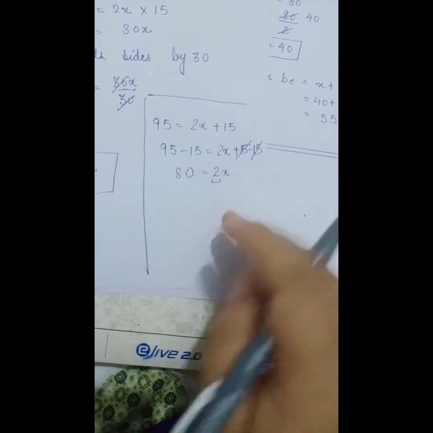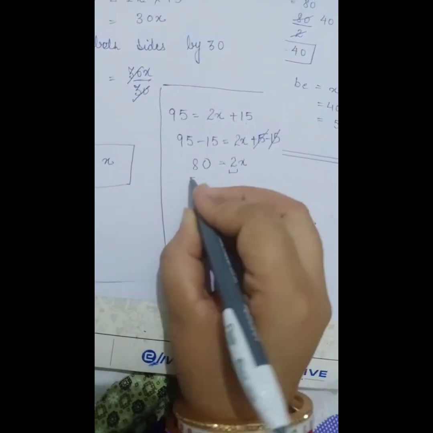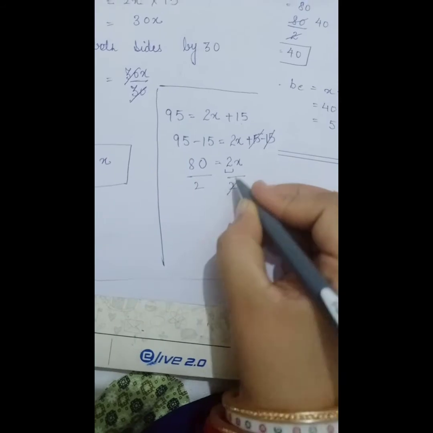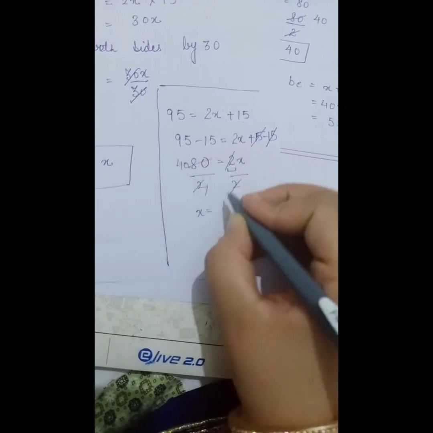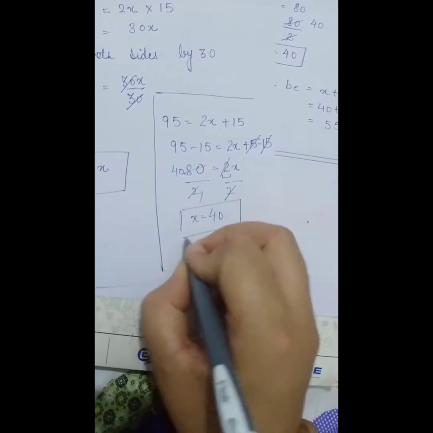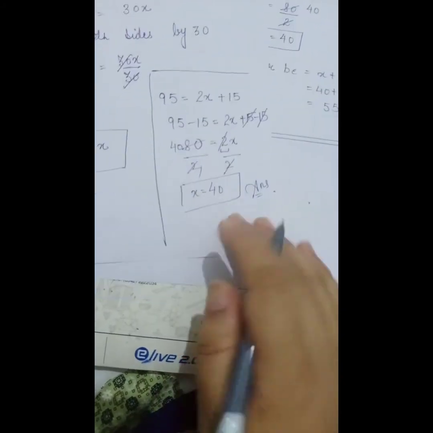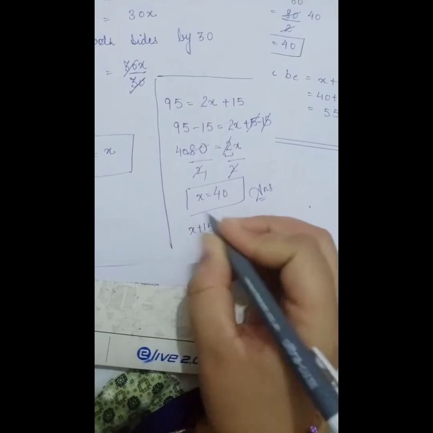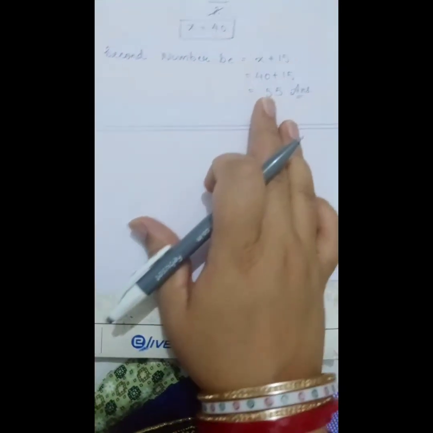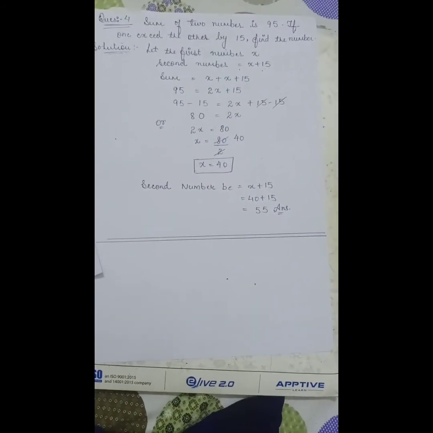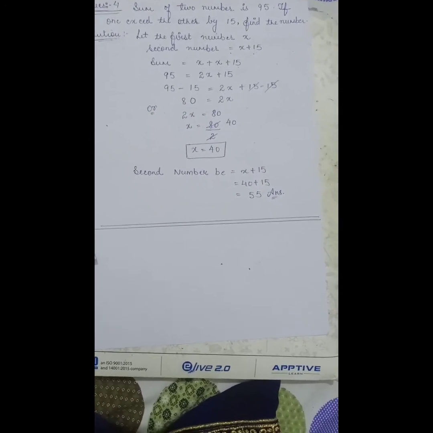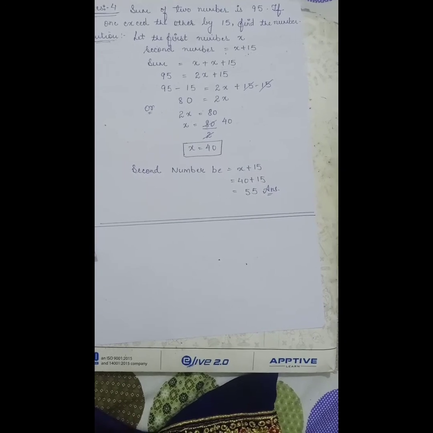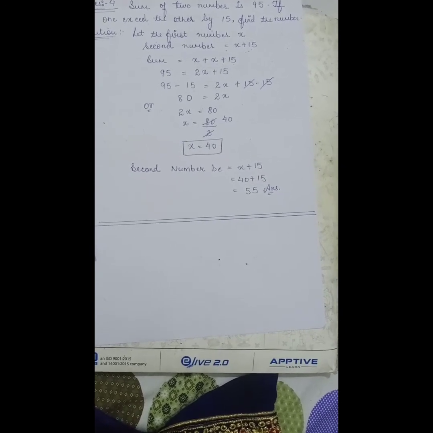Now we want to eliminate this 2. We have to divide both sides by 2. This 2 cancels out. x is equal to, 2 ones are 2, 2 fours are 8, 40 is your answer. And the other number is x plus 15, so it will become 55. So this is your question number 4. Hopefully you got the way to solve these types of questions. These are statement sums. You have to derive the equation first, then you have to solve the equation for the value of x. Thank you.